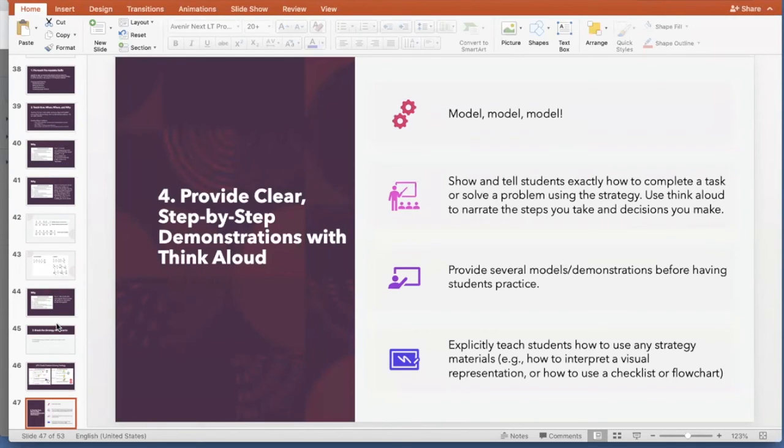We also want to make sure we provide explicit modeling of using any materials that we're giving students. So in the example there, I made this checklist. I want to show students explicitly how to use the checklist. I want to walk them through what it looks like when I'm using the checklist so that they have a model that they can refer to when it's their turn to do some practice.